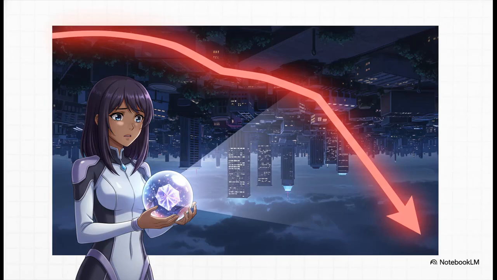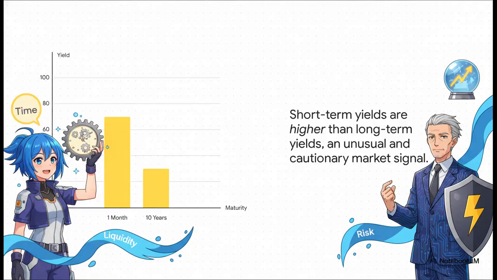And now, for the one that makes all the headlines and gets economists really nervous, the inverted curve. This is when the whole logic of the market seems to get flipped completely on its head. Yep, you're seeing that right. This is that bizarre upside-down world where you get paid more for a short-term loan than a long-term one. It's a really powerful signal, and historically, it's been a pretty reliable predictor of an economic slowdown.